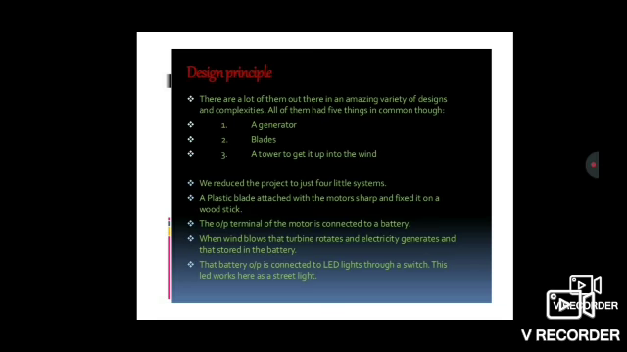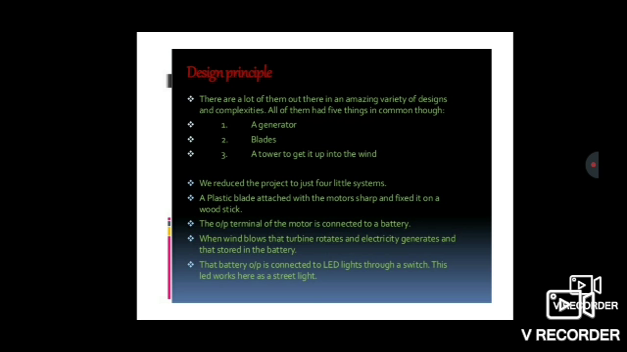There are a lot of them out there in an amazing variety of designs and complexities, in which we have to take three main categories. One is the generator, second one is blades, and third one is a tower to get it up into the wind. The project is reduced into four little systems.